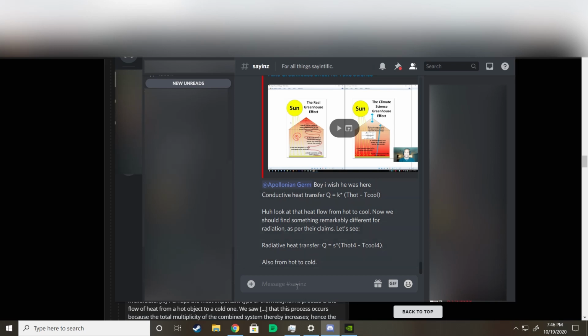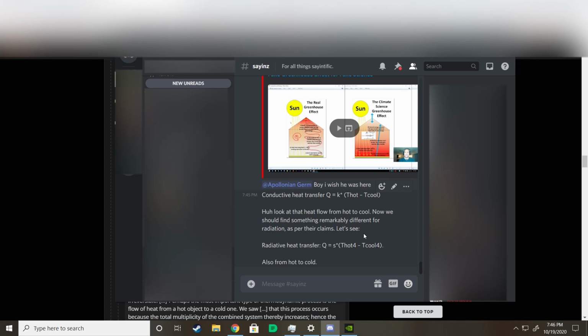Radiation does not require direct contact between two objects. The sun warms the earth, even though there's a vacuum between the sun and the earth. The atmosphere warms the surface partially through this radiation that is coming from the atmosphere back down to the surface.